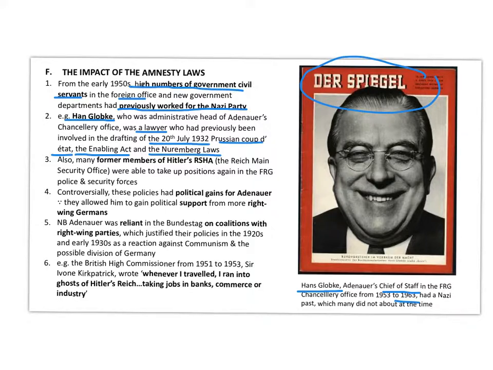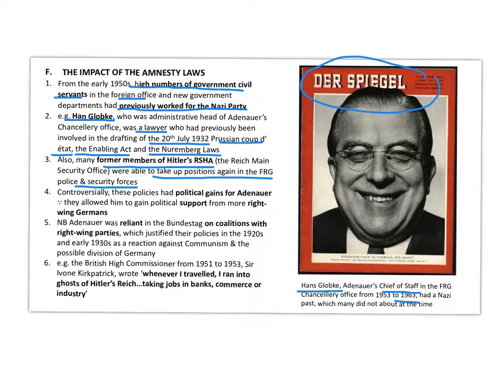So, in addition, many former members of Hitler's RSHA, and that was effectively Hitler's police force. Remember, all the different branches of the German police force were ultimately pulled together into a central office called the Reich Main Security Office that was created in 1939, which was basically under the control of the SS, the RSHA. Well, many former members of Hitler's RSHA, in other words, members of the SS, were able to take up positions again in the West German police and in the West German internal security forces. So, putting it simply, there were many Nazis who were now working for the West German government.